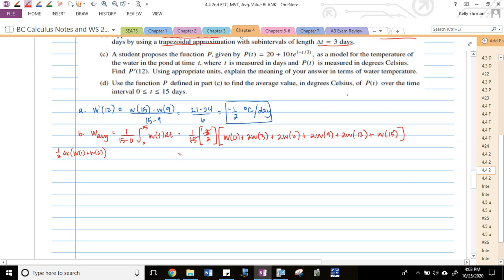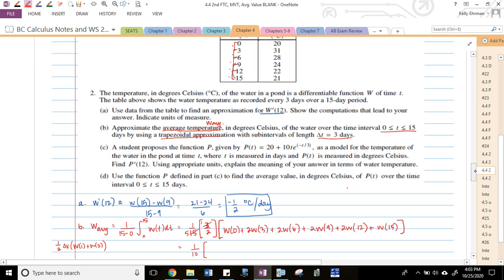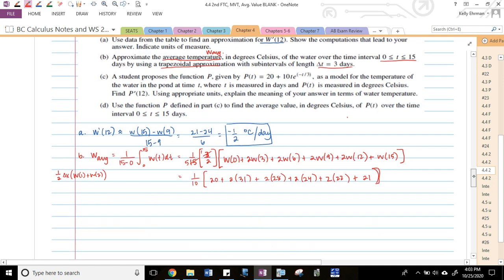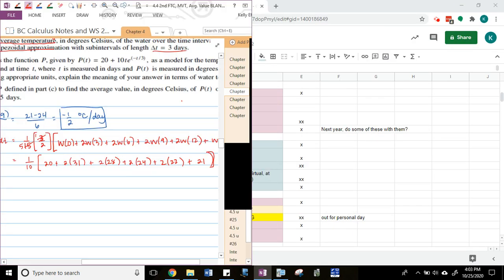The 3 and the 15 can go ahead and reduce. So we've got 1/10 on the outside here. And then let's show those values. So 20 plus 2 times 31 plus 2 times 28 plus 2 times 24 plus 2 times 22 plus 21. And calculators allowed on this one. So I'm going to hop over to my calculator.